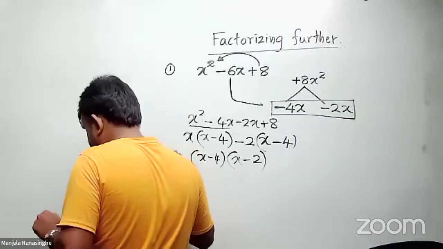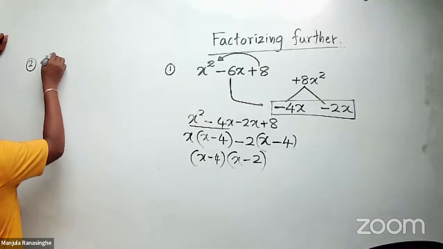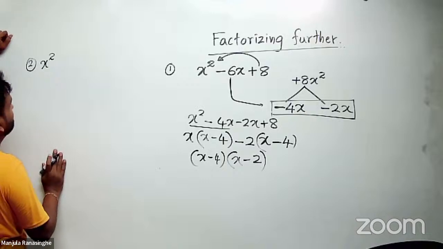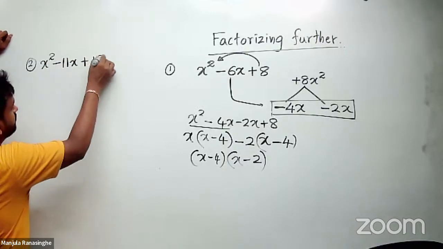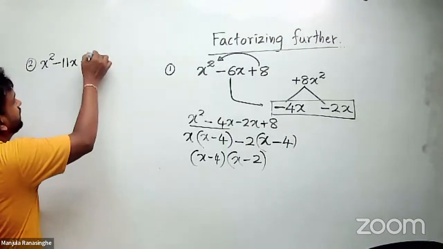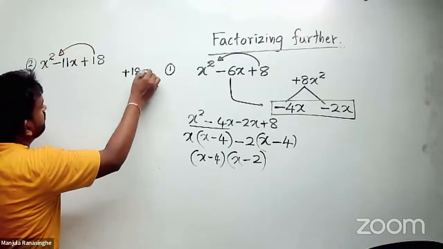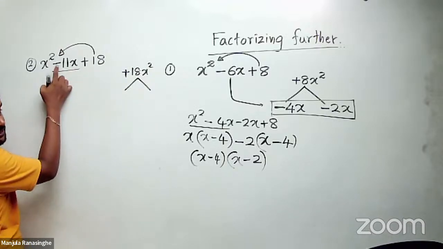So I will move to there. Second one, x squared minus 11x plus 18. Right, now check these steps, tell me the steps. Plus 18 multiply with x squared, then aside plus 18 is x squared. Now check the middle term, that is negative 11.